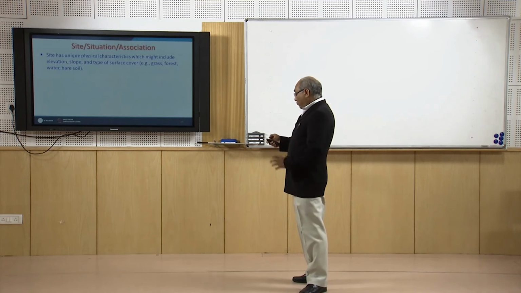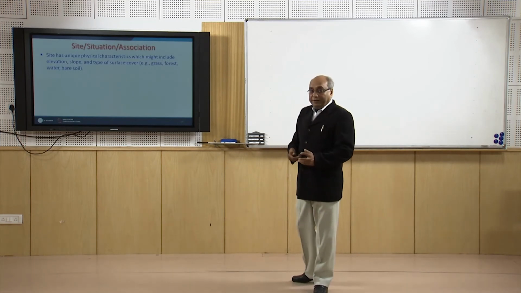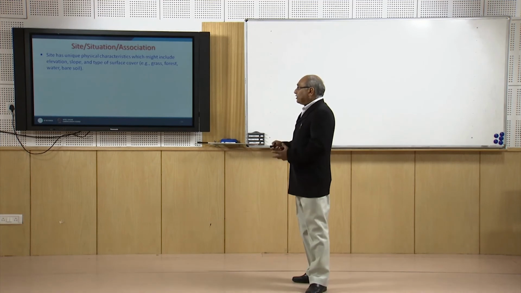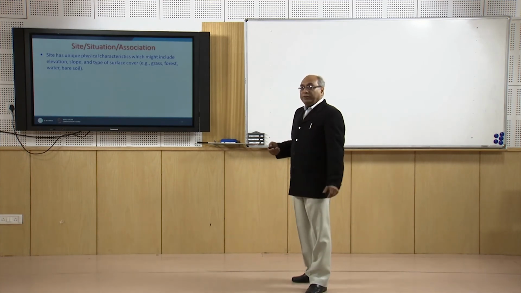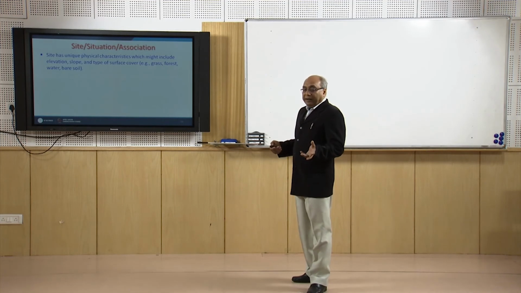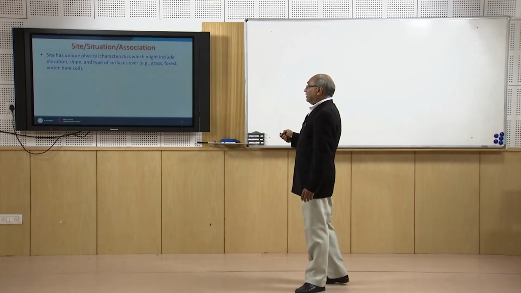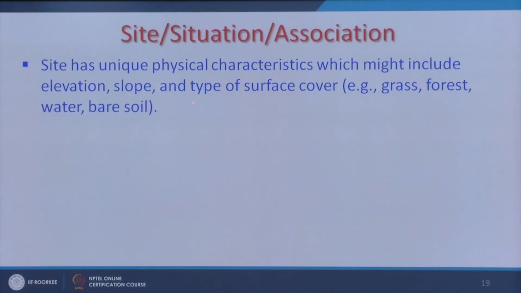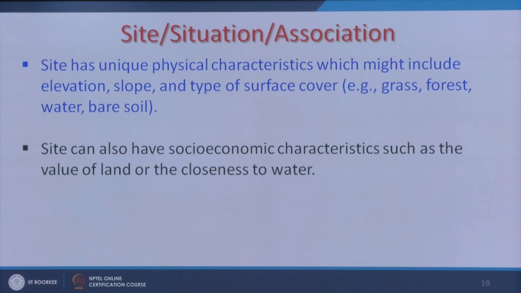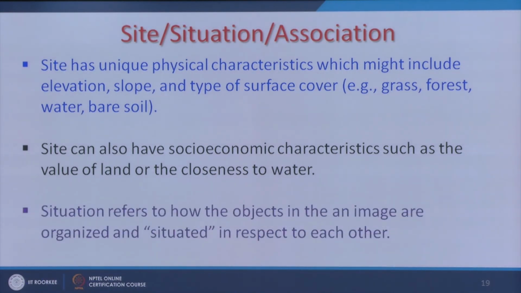Now where such objects are located, that is the site, situation or association, will also decide what kind of object it is, and it will help in image interpretation. So a site has unique physical characteristics, which might include elevation, slope, type of surface cover, for example grass, forest, water, bare soil and other things. A site can also have socio-economic characteristics such as value of land or closeness to water, closeness to a road and so on.